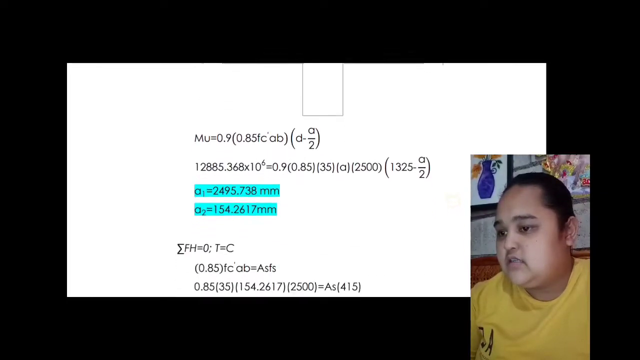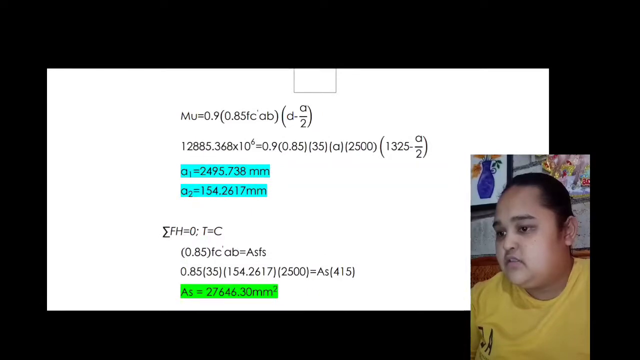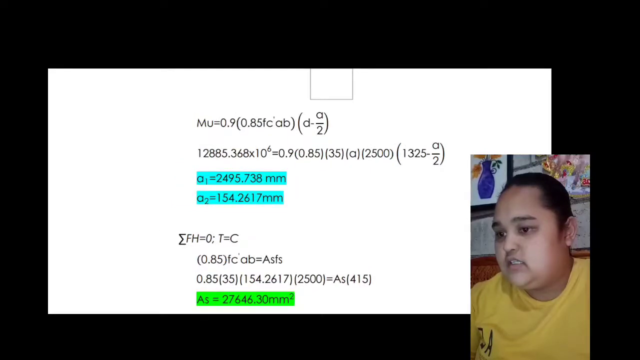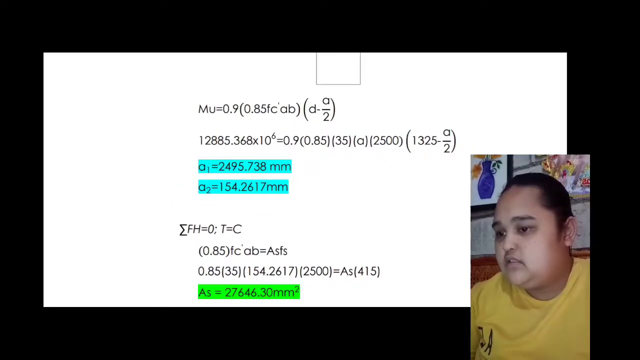The next is summation of forces horizontal. T is equal to C. 0.85 times FC prime AB equal to AS times FY, which is 0.85 times 35 times 154.2617 times 2,500 equal to AS times 415.